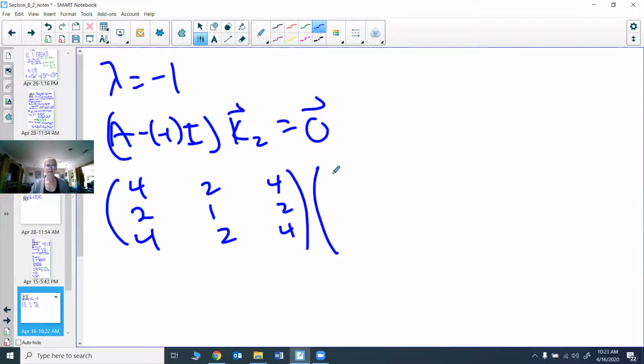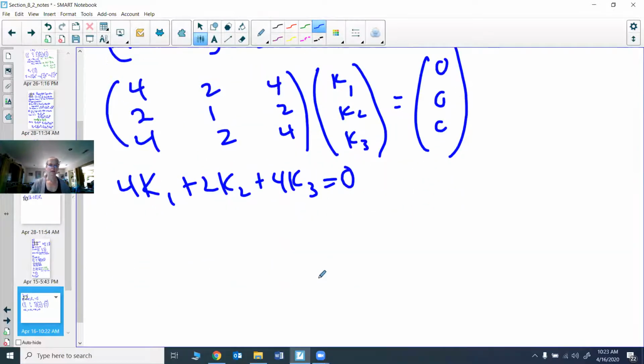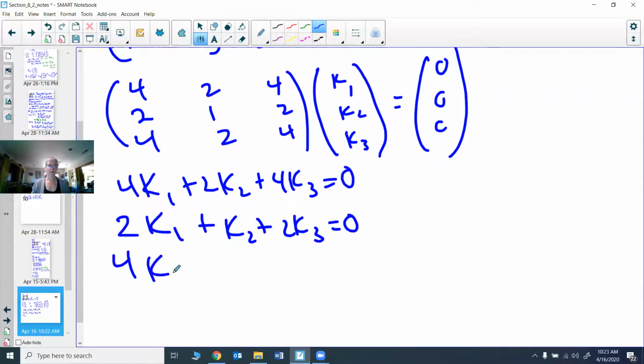And we're going to multiply. Again, I just call them K1, K2, K3. If you don't like that, call them A, B, C, whatever you want to call them. It doesn't really matter. And I get 0, 0, 0. So that gives me 4K1 plus 2K2 plus 4K3 equals 0. It gives me 2K1 plus K2 plus 2K3 also equals 0. And 4K1 plus 2K2 plus 4K3 also equals 0.